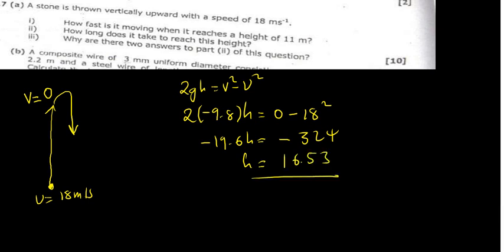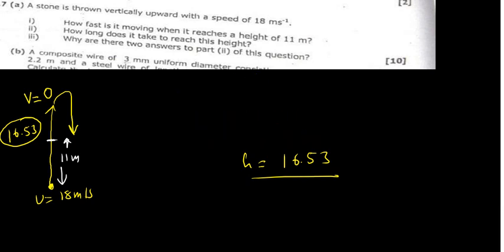So you can see the whole motion, not a building, sorry, the whole motion. The stone is going to go to a maximum height of 16.5, but we just want the speed at the point it reaches a height of just 11 meters. So 11 meters will be maybe somewhere here. Okay, so how fast is it moving? So how do we find that speed?